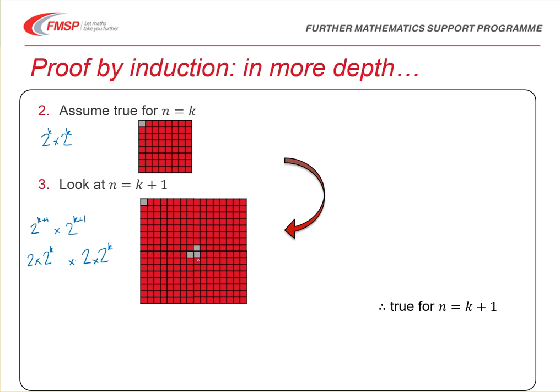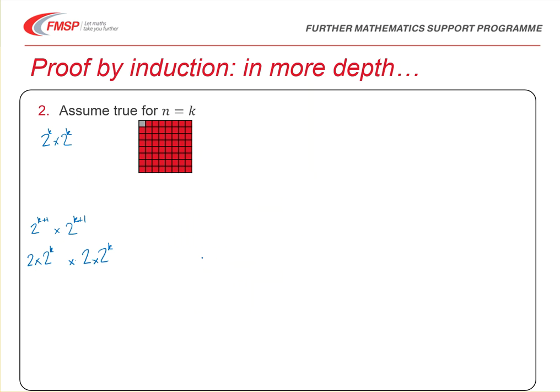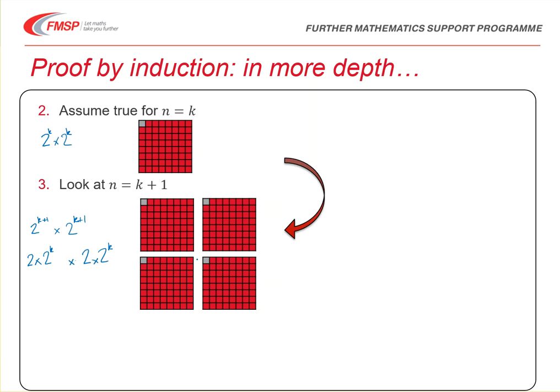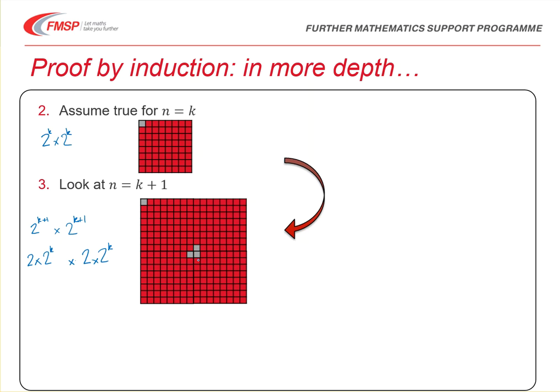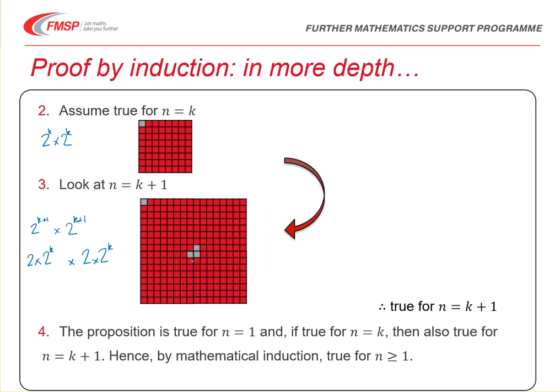So if we just check that out again, because I think it's nice. If we look at the n equals k plus 1 case, take 4 copies of the k-sized grid, rotate 2 of them and push them together, we can add one more tromino and prove that it's true for n equals k plus 1. All that's left to do is make a final statement.